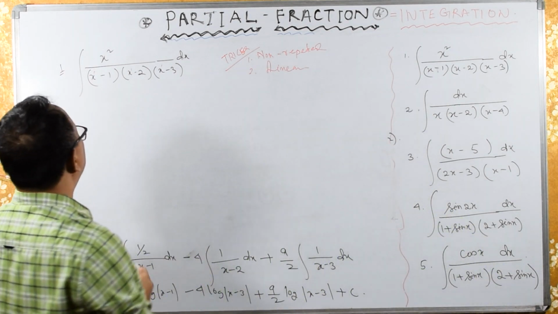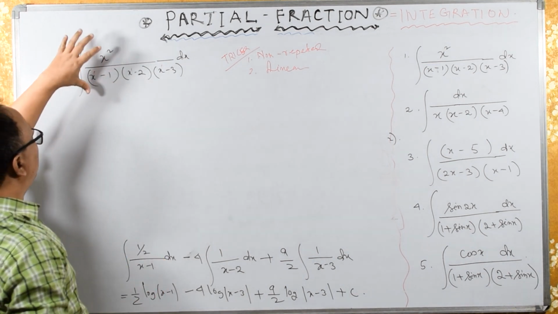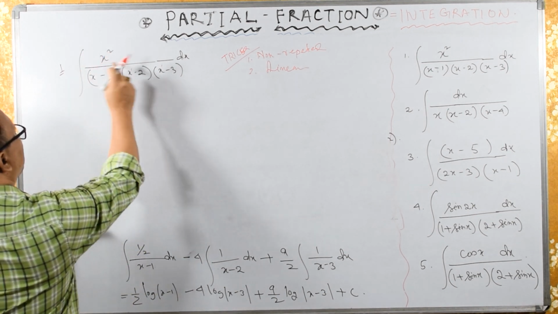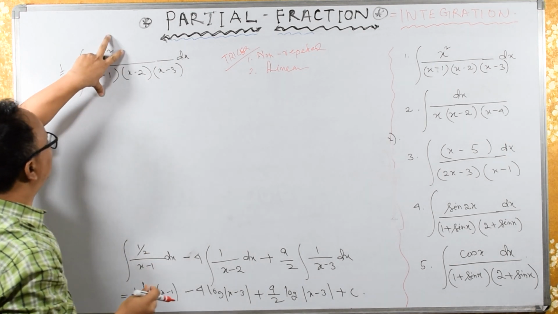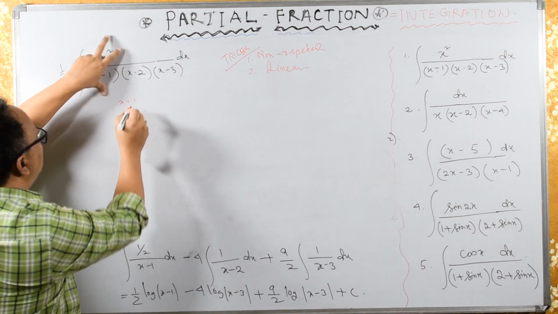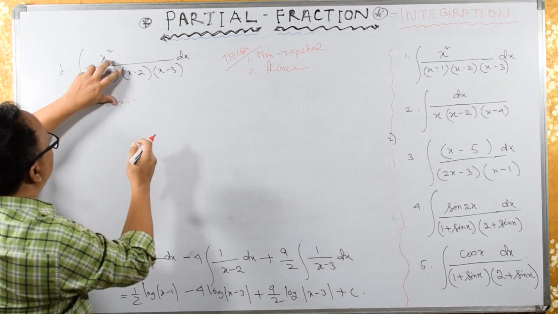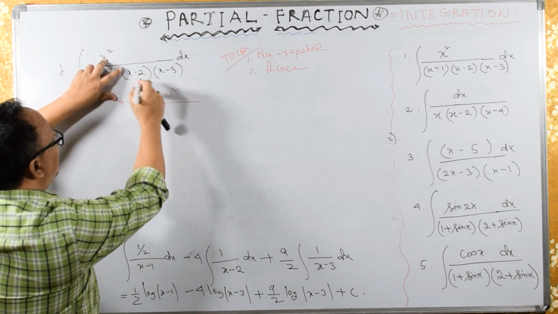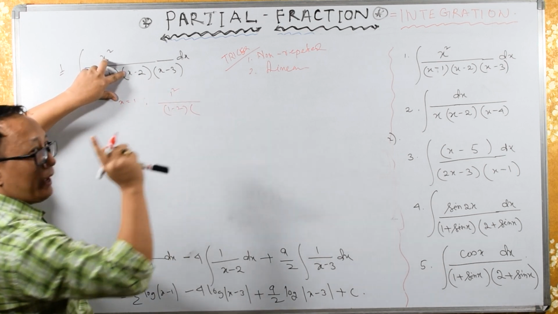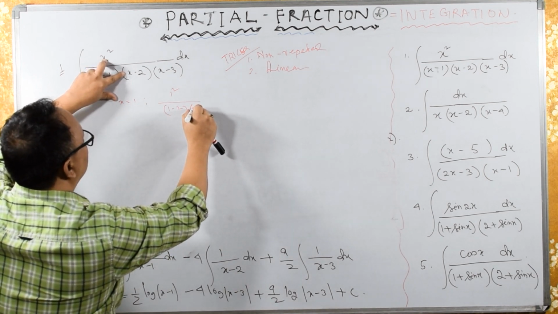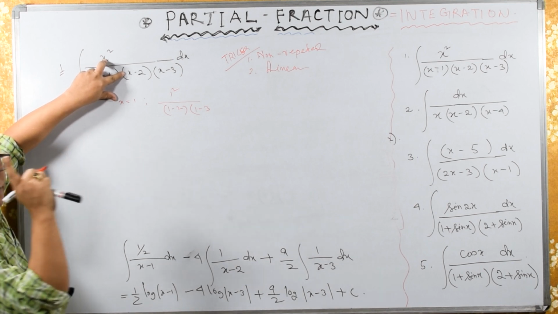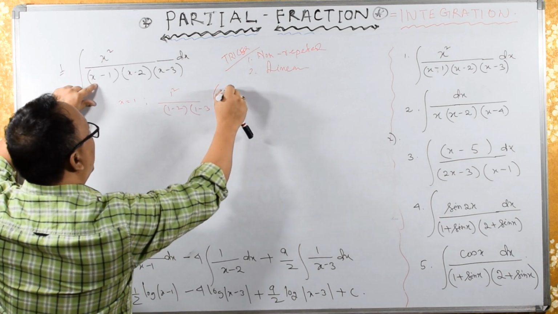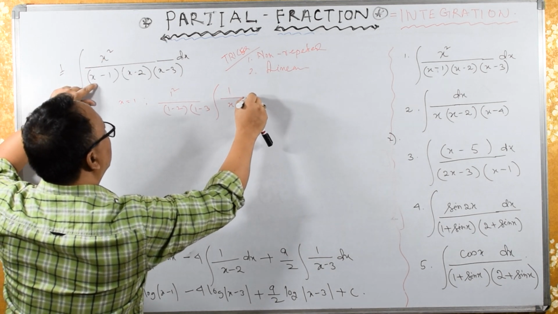Now let's see. If you want to find the x minus 1 term, you cancel this. You substitute x equals 1 in this. Now if you substitute x equals 1 in this, what will you get? You have 1 square upon 1 minus 2 instead of x. Here you have 1 minus 3. This is going to be your constant term. And then you have to integrate 1 by x minus 1 dx.